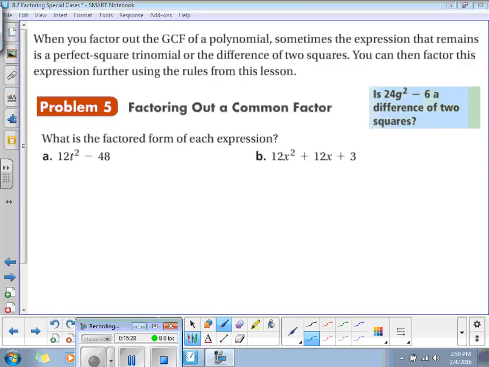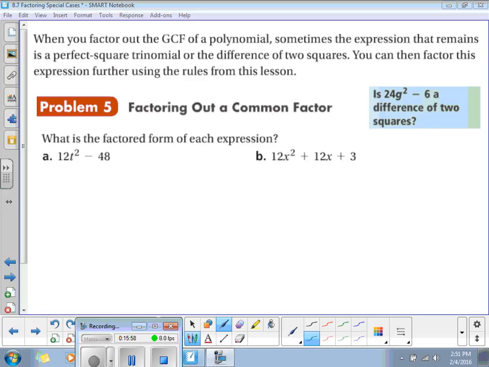All right, problem 5 is factoring out a common factor. Okay? When you factor out a GCF of a polynomial, sometimes the expression that remains is a perfect square trinomial, or it could be the difference of two squares. You can then factor that expression further using the rules from this lesson. So, this is factoring a monomial out first.